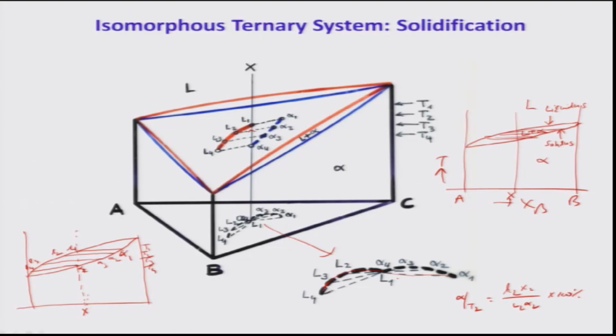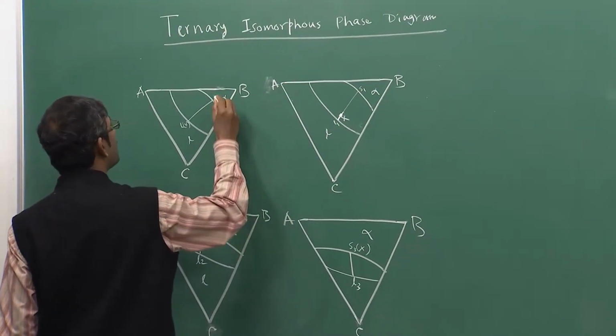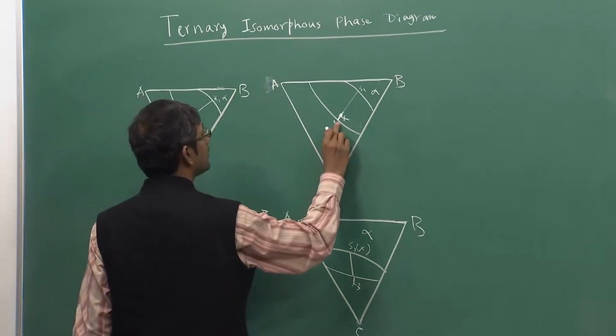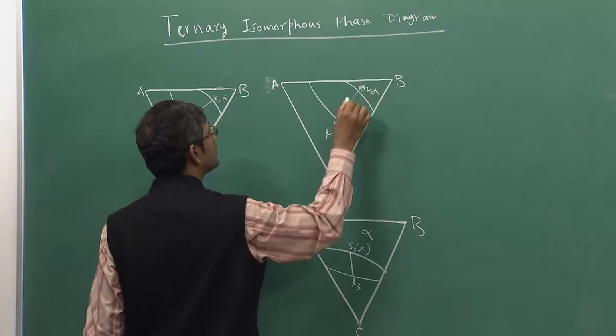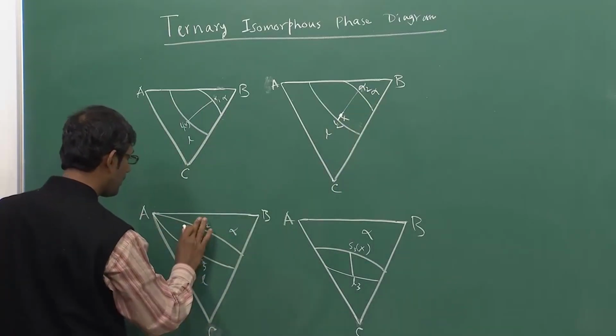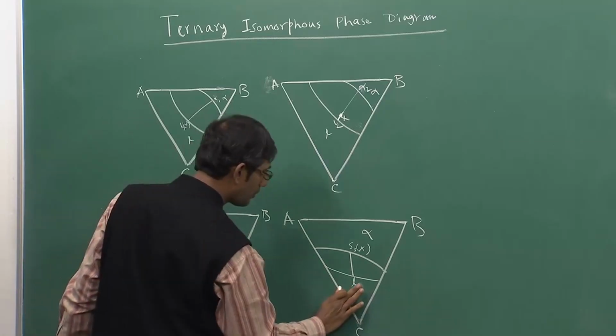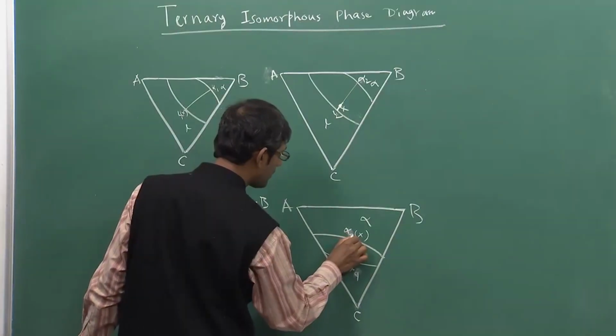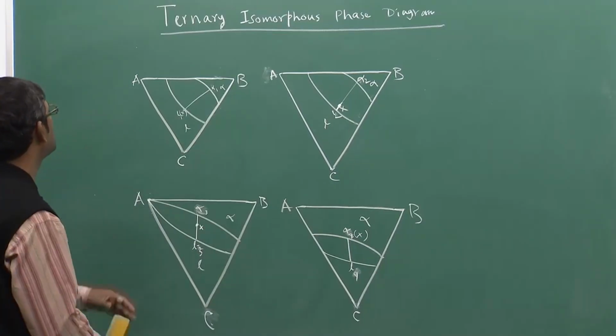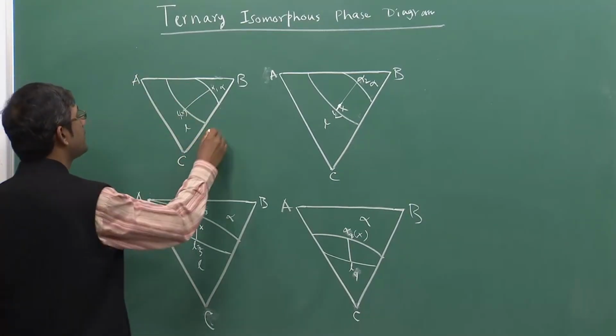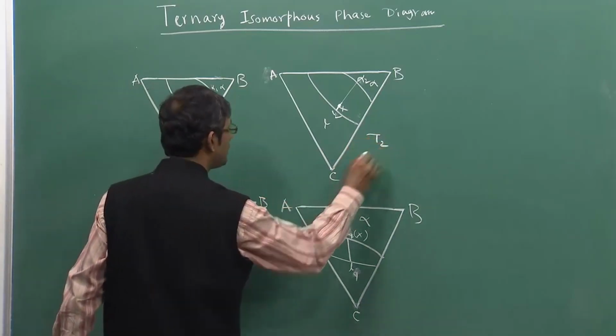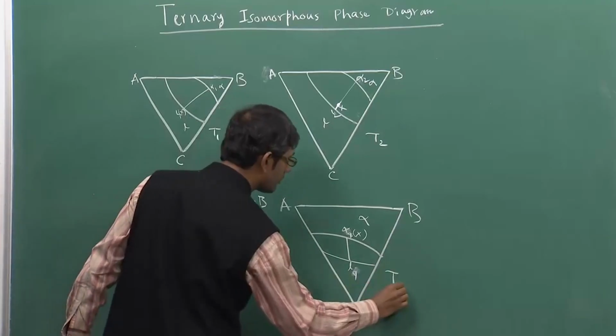Now let me go over to the board and explain how the tie lines actually rotate, correct. That is very important. So, see, I have drawn these things. This is alpha 1, L1, L2, alpha 2, L3, alpha 3, L4, alpha 4, okay. This is at temperature T1, correct. This is temperature T2, T3 and T4.